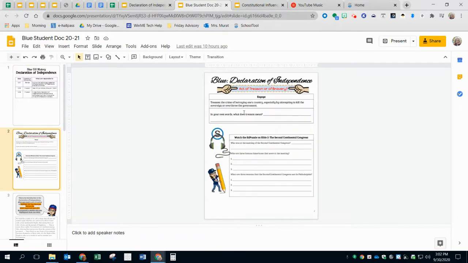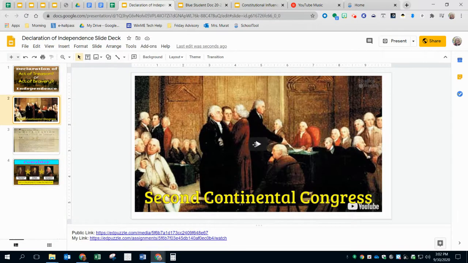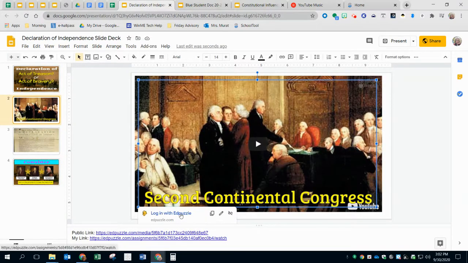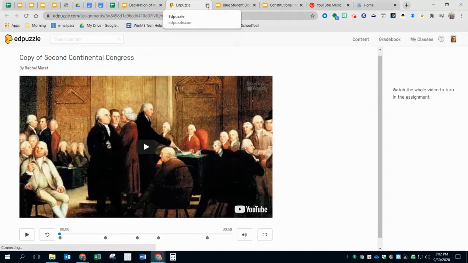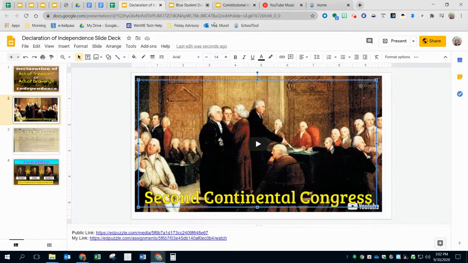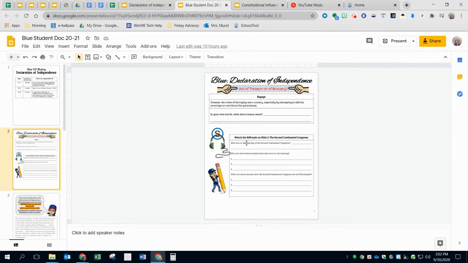So the first thing that you need to do is look at the definition of treason, and then in your own words, what does that mean? Then it says on slide 2, so you go back to the slide deck, you click on this link, and then you click on login. It's not going to let me log in because I'm not in the class, or it is actually, sorry. There it is. So you would watch that video, answer the questions in the video, and you would also answer the questions right here. There's 1, 2, 3 questions about that.